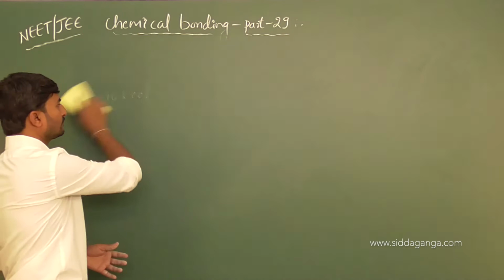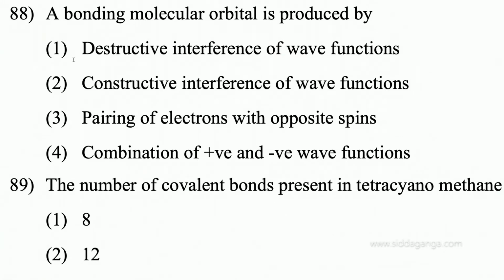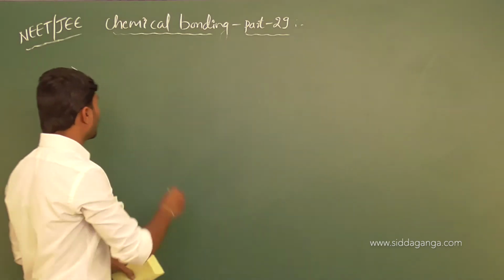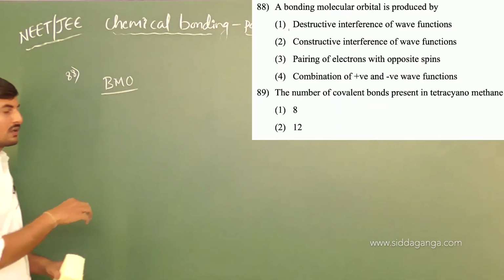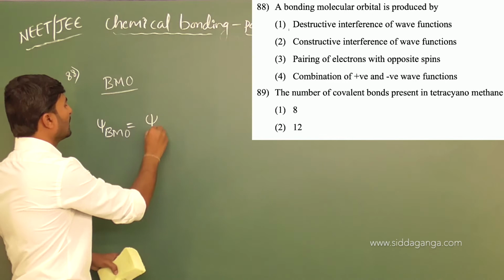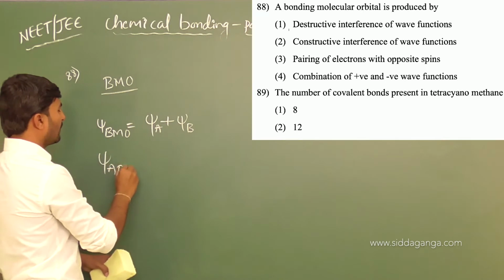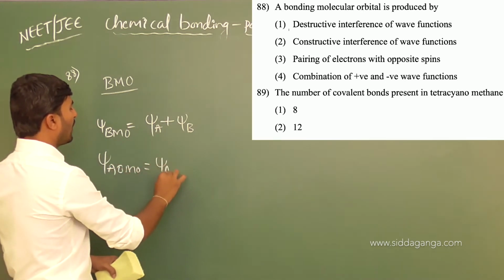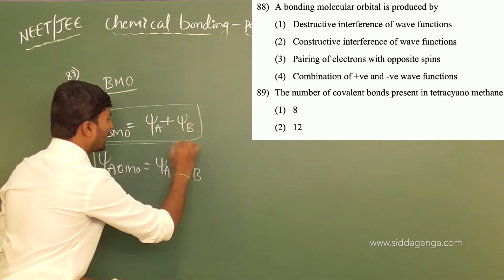The next question will be: a bonding molecular orbital is produced by. So the question is how bonding molecular orbitals are going to be formed. The bonding molecular orbitals are formed by the constructive interference of 2 waves, and ABMOs are formed by the destructive interference of 2 waves. This is BMO and this is regarding ABMO.